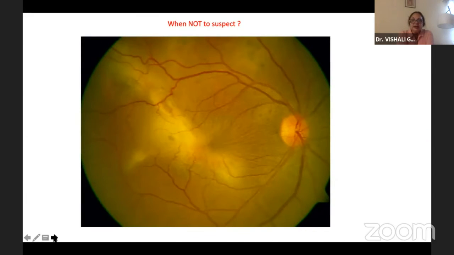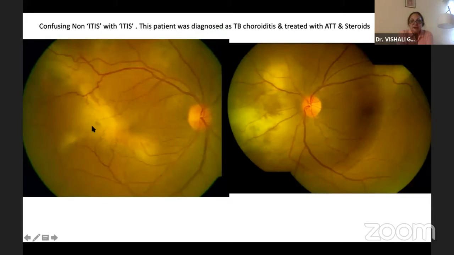When not to expect choroiditis is when you have these subretinal deposits which have a linear configuration like this. For example, this patient was diagnosed as TB choroiditis and was treated with anti-TB drugs and high-dose steroids. The patient came to us after 3 months of treatment because she was not responding to therapy. Now, if we look at the configuration, this is not how the anatomy of the choroid will be. So choroiditis is not going to be linear like this.